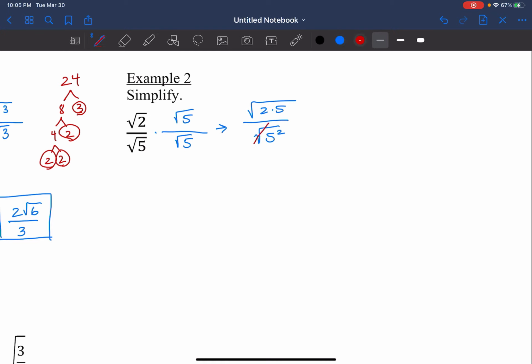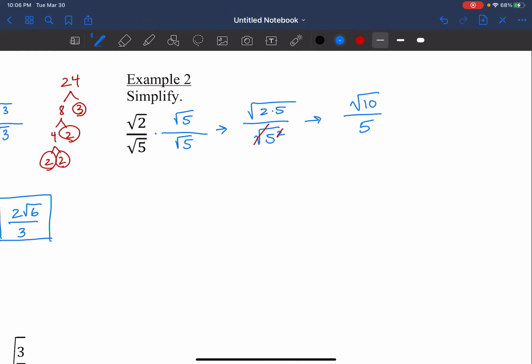Again, the square root and the square reduce each other out. I can multiply those two numbers together. So I'm going to have the square root of 10 over 5. The 10 is protected by the square root, so I cannot reduce the 10 and the 5. So please be careful with that.